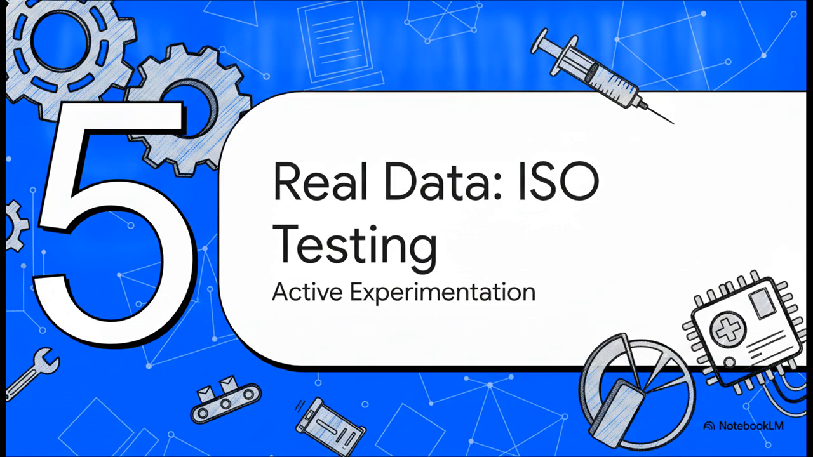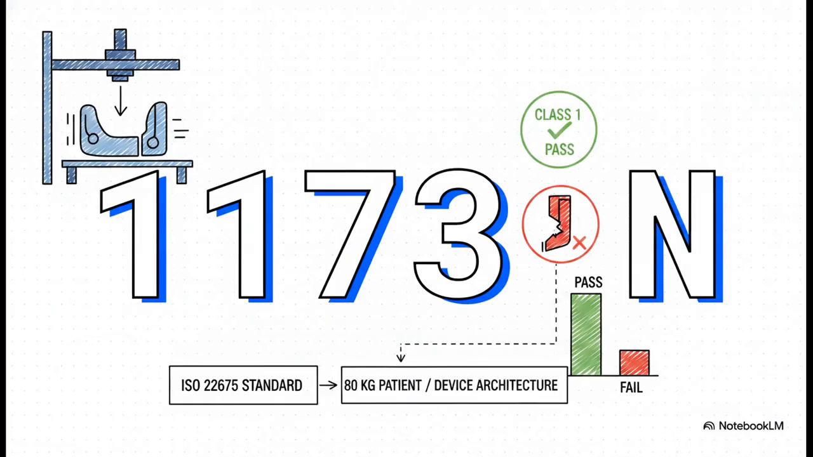Part 5. Real data and ISO tested. Let's get out of the theory and into active experimentation. We're anchoring all this math back to physical manufacturing realities. In the lab, a Class 1 pass strictly requires our device to withstand a static load of exactly 1,173 newtons. We didn't just make that up, it's explicitly mandated by the ISO 22675 standard for an 80-kilogram patient using our specific device. If the splint takes 1,173 newtons of force without permanent deformation, boom, it's a 1. If it fractures, it's a 0.